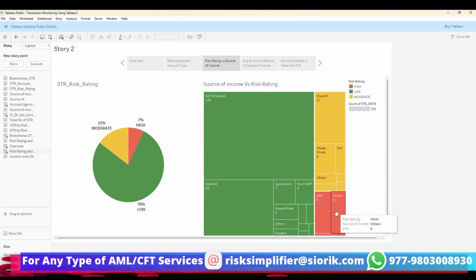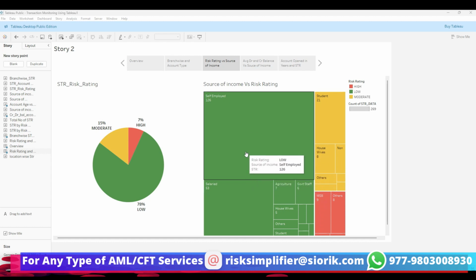And for high risk, we have filed more STRs for MSB, which stands for money service business. In Nepal, we call them remittance companies. Okay, so from this dashboard, we can see the breakdown. In this way, we are drilling down the data to get better insights. So by now, we have identified that accounts with the source of income as self-employed and salaried might pose some serious issues to the organization.